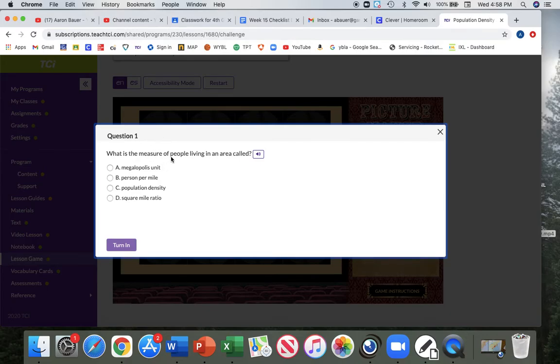What is the measure of people living in an area called? A megalopolis unit, miles, people per mile, population density, or square mile ratio? I don't remember hearing any of those in our book except for C, population density, which I'm sure is going to be on my test. Let's see if I got it correct. Correct. I've earned 1 point.